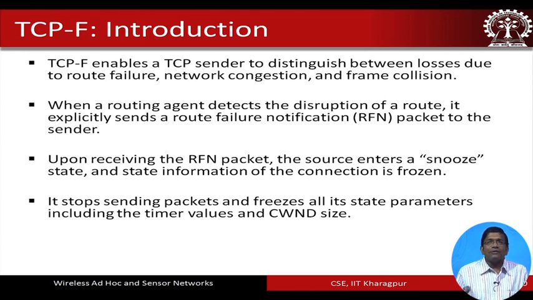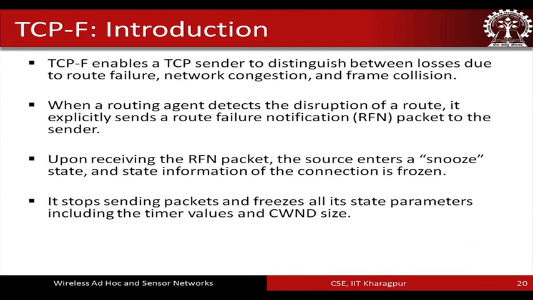TCP-F is a primitive transport layer protocol for ad hoc networks. It enables a TCP sender to distinguish between losses due to route failure, network congestion and frame collision. So, this is very important. Whether the loss is really due to congestion or there is something else going on because the topology has changed, the routes have changed, or there is some kind of collision. All these things have to be distinguished, and TCP-F takes that into account.